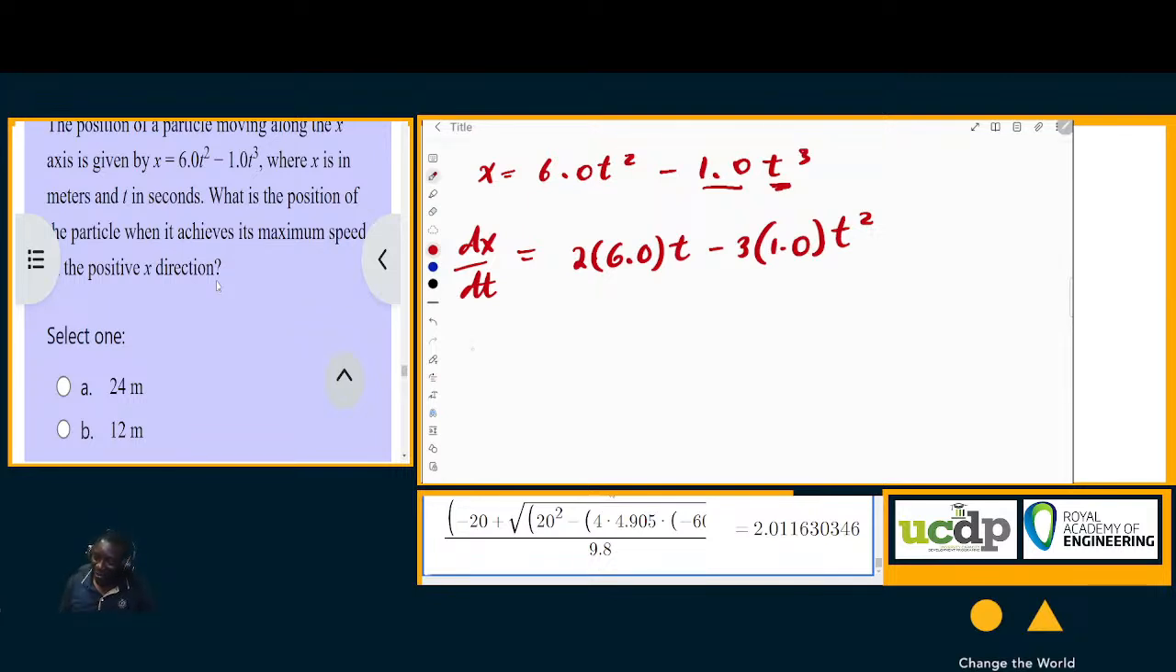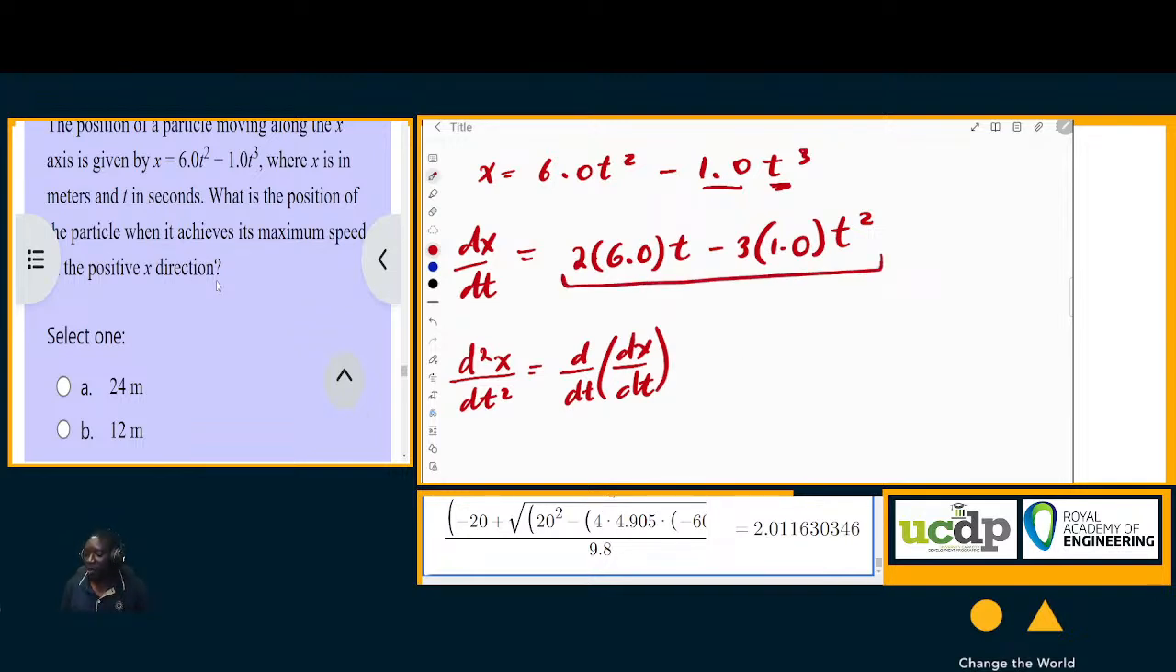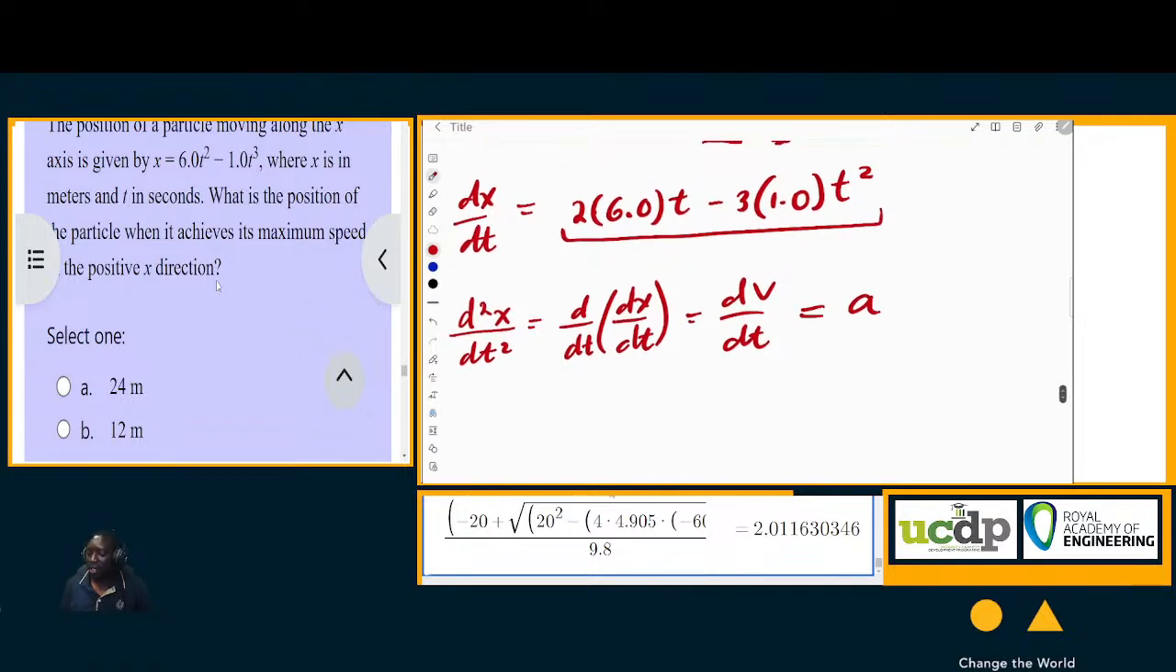So now, if we have this as our v, we again differentiate v, which is d squared x over dt squared, like doing a d over dt of this dx over dt. So we're differentiating the same x for the second time. If we differentiate this expression, because this is v, it is basically dv over dt, which is equal to our acceleration. Okay, so now let's differentiate.